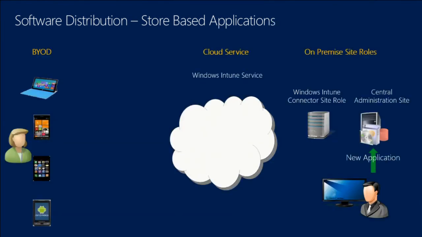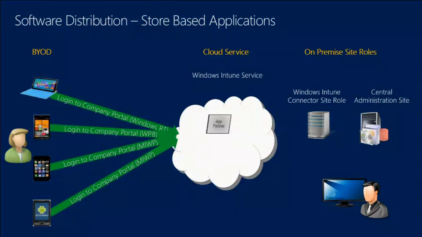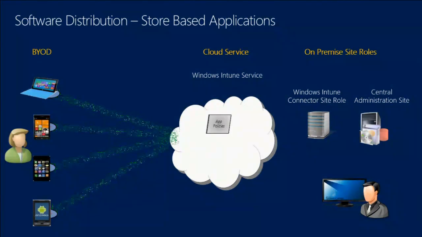So let's look at the flow here. When you publish this application into Configuration Manager, it is packaged with the application policies, goes to the Windows Intune Service Cloud, and sits there. Once users log into their self-service portal, they can pull this Windows Intune login token, and based on that, we know a user like Mark has access to this set of 5 or 10 applications. These applications start showing up in their self-service portal.